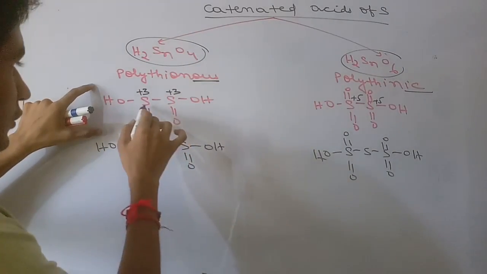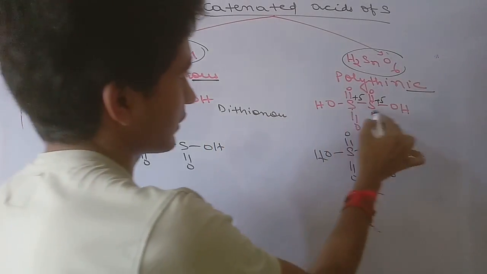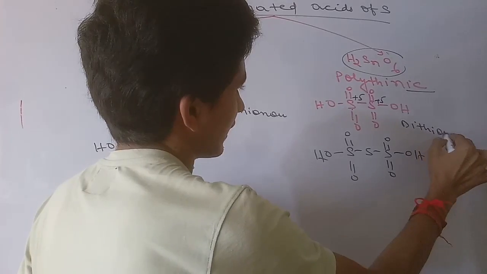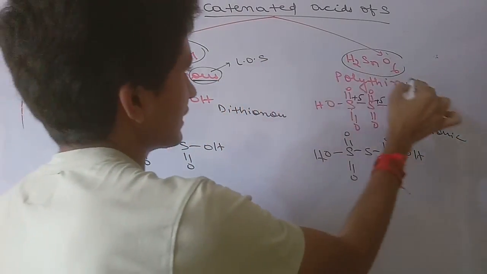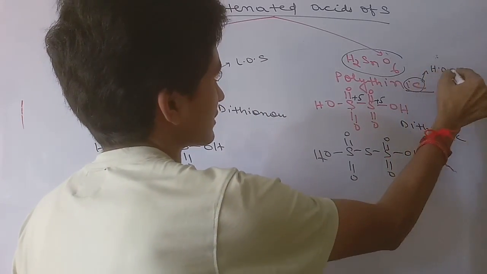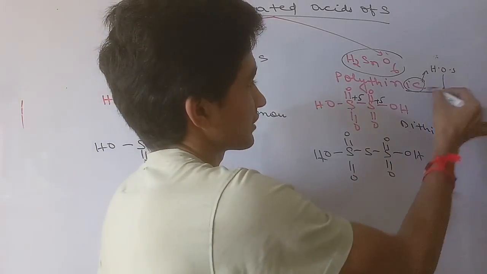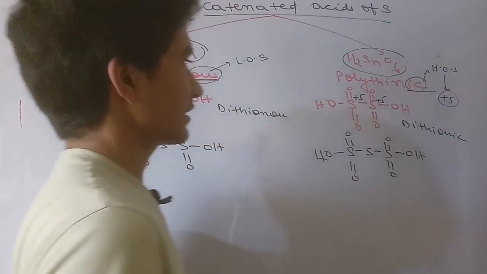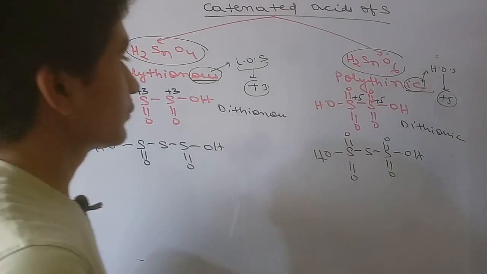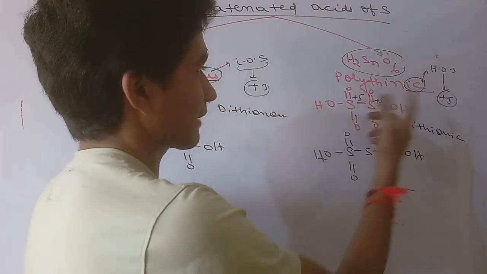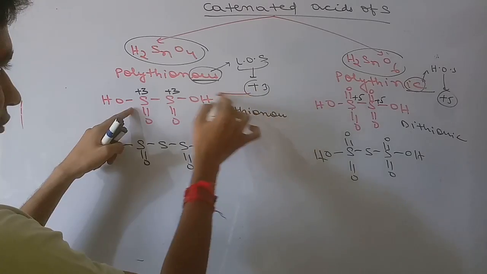So first is 2 sulfur, so it is known as dithionous. Here 2 sulfur, it is known as dithionic, and all of you know that "ous" is associated with lower oxidation state, "ic" is associated with higher oxidation state. So in "ic", you have to always maintain sulfur in +5 oxidation state, and in "ous" you have to maintain sulfur in +3 oxidation state. And if you maintain +3 and +5 oxidation states, then the structures are like this.